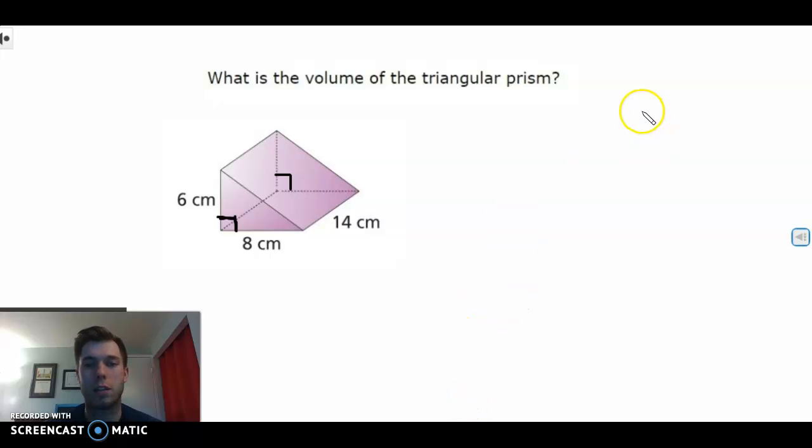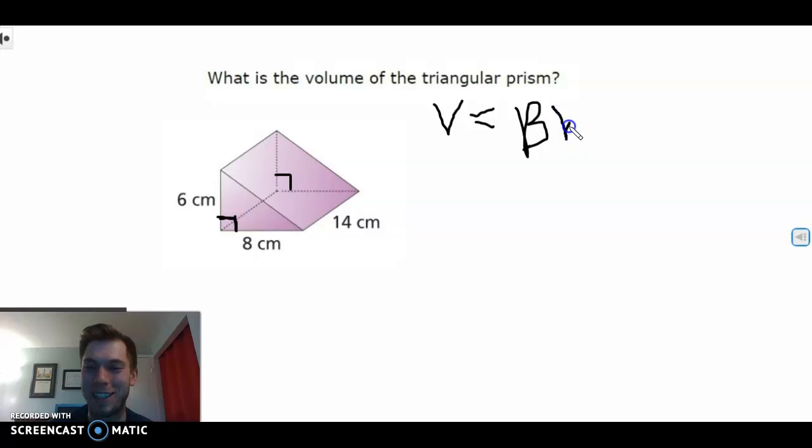I want you guys to go ahead and take a moment and see if you can figure out what the volume of this triangular prism is going to be. Now remember, the formula you are going to use is volume equals the area of the base, that's a capital B, multiplied by the height. That's a big formula right there, guys. Okay, I want you to take a moment, see if you can solve and evaluate the volume of the triangular prism below.